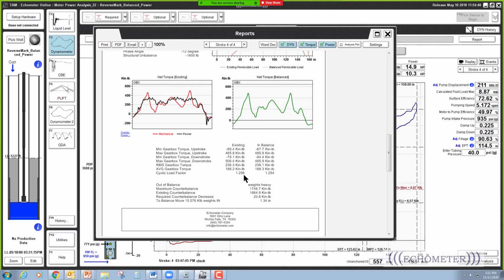Sometimes it's a lot more significant. So this would be the amount of power you'd save in this case by balancing it, but it's already balanced, so you're not going to save any in this well. If we go find another well, you'll see a lot bigger change in the cyclic load factor, which means a lot bigger change in the kW per stroke.